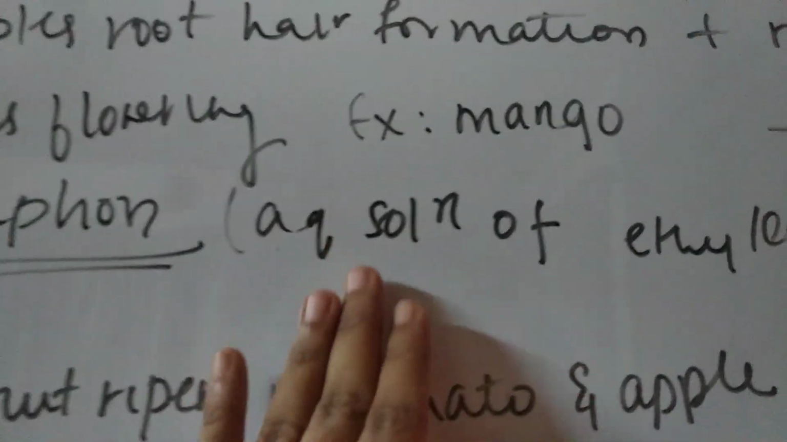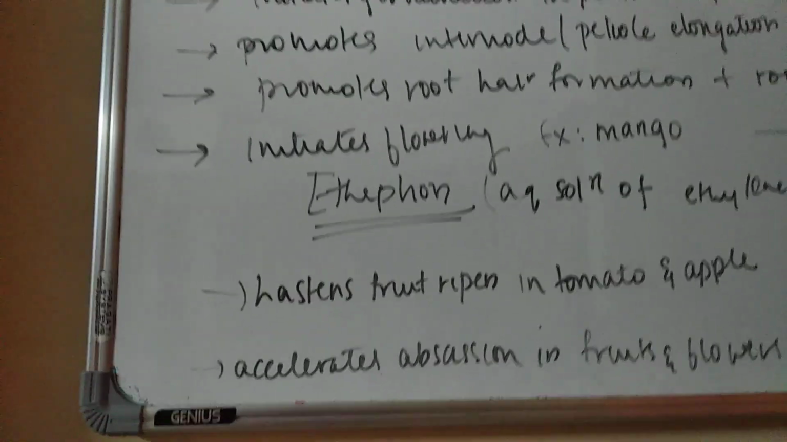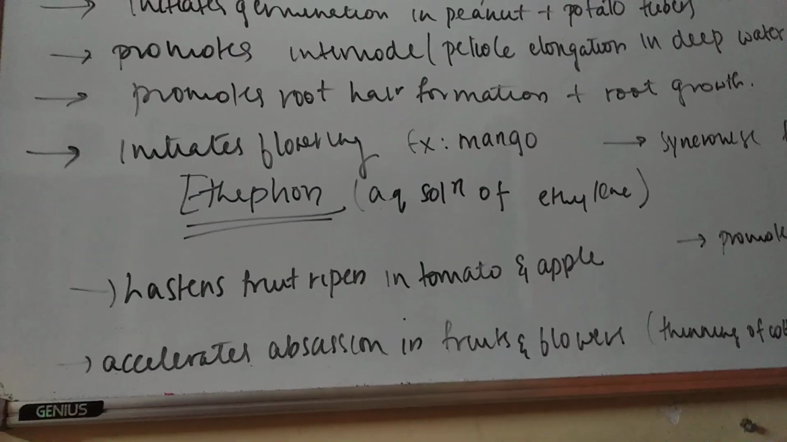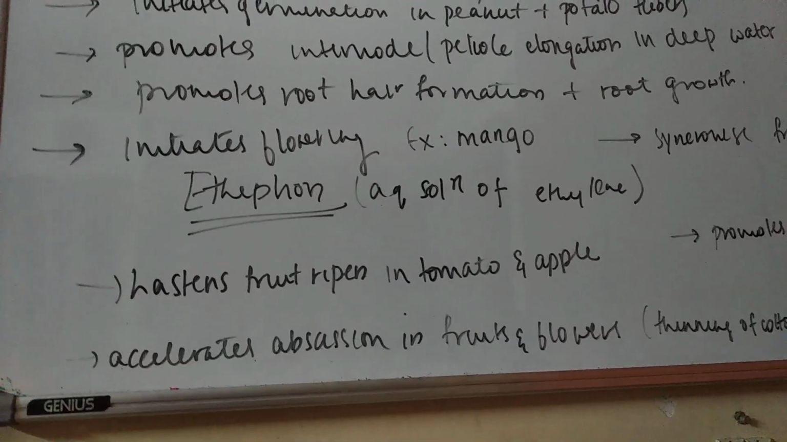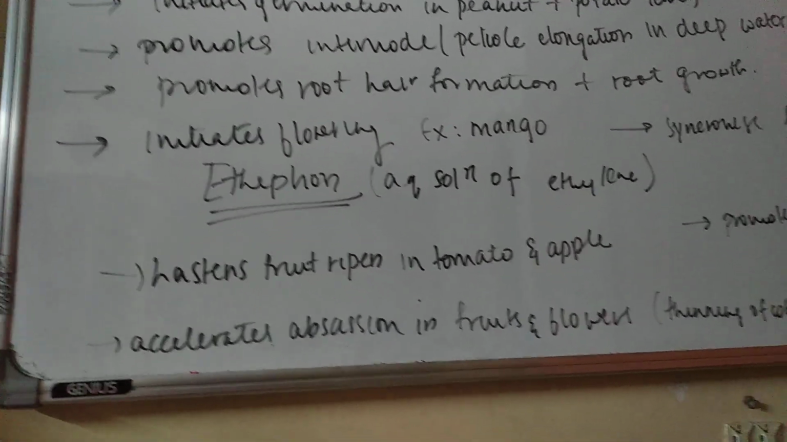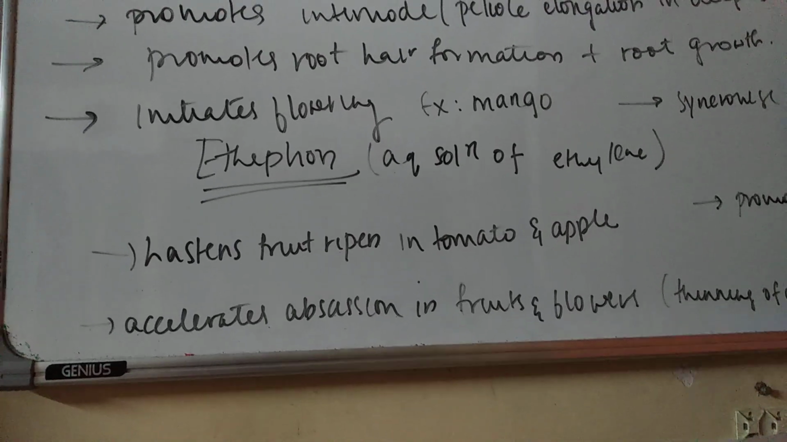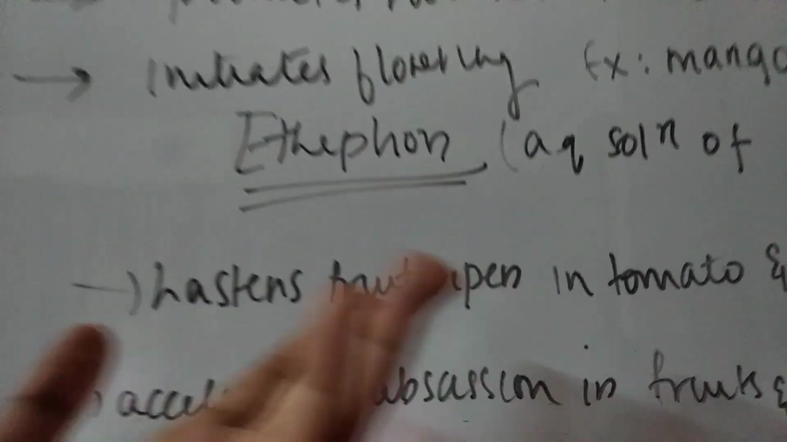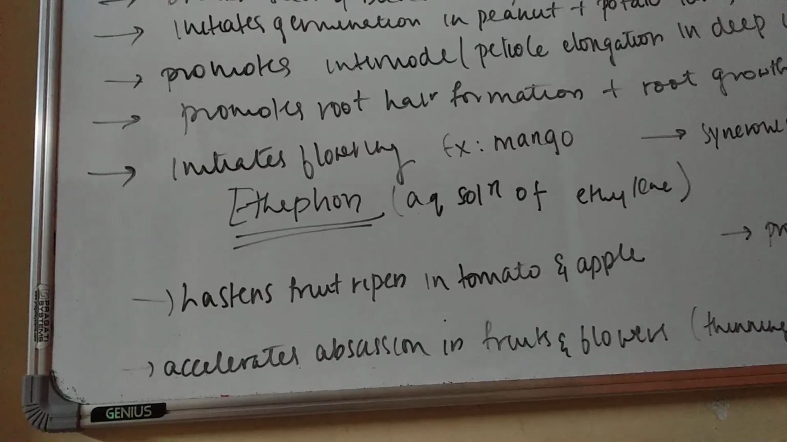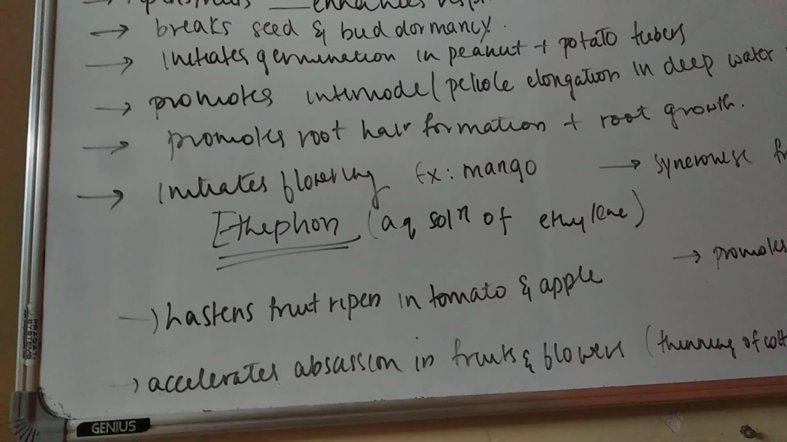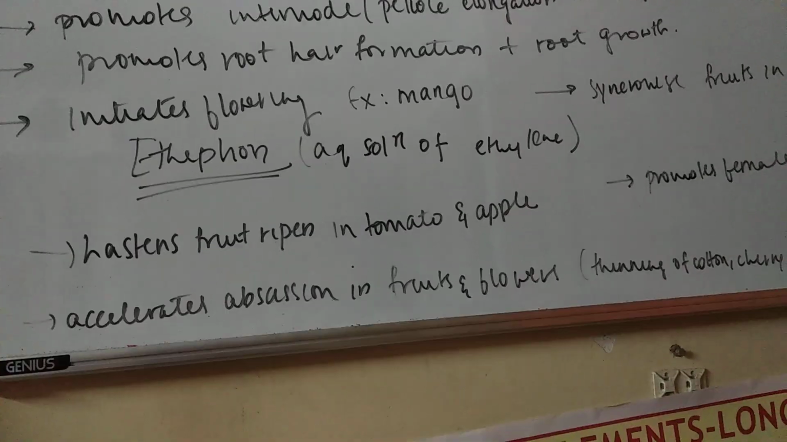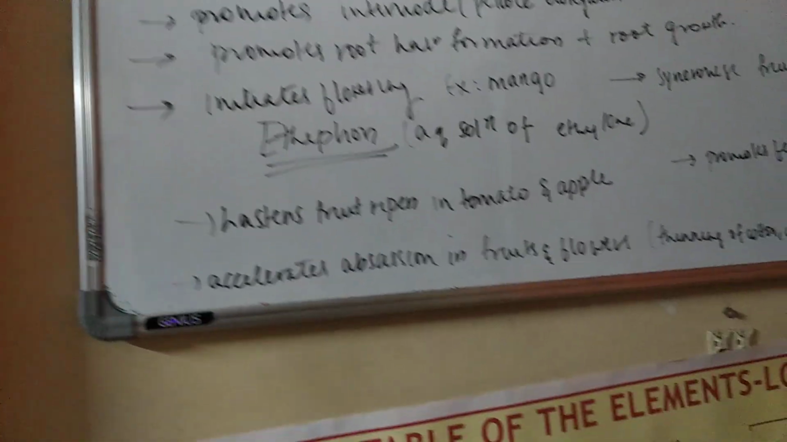Now let's talk about ethephon. Ethephon is an aqueous solution of ethylene. It is your ethylene gas, which when you mix with water, forms ethephon. What it does is, it hastens fruit ripening in tomato and apple. So it basically increases the rate of ripening in tomato and apple. So you can again see the major function has become ripening. In fact, most of the farmers, whom you think are using fertilizers or insecticides, are actually using this ethylene gas only to ripen their bananas, etc., artificially in gas chambers.